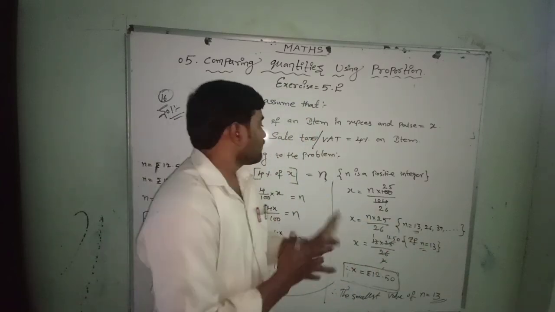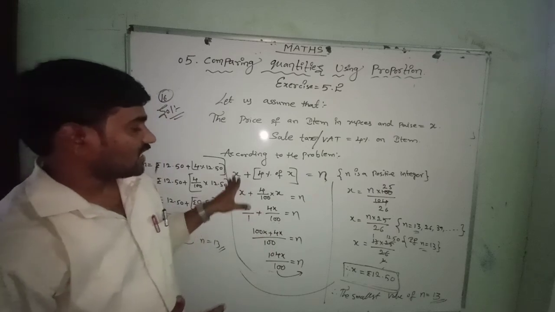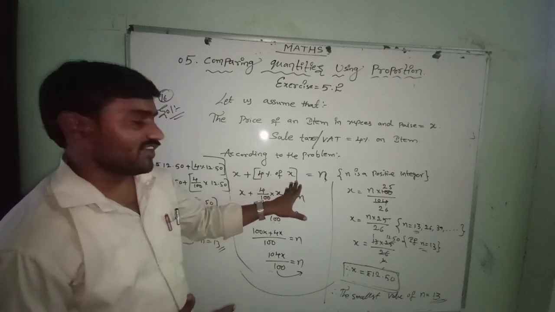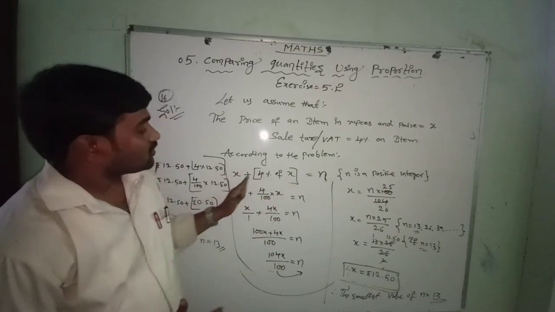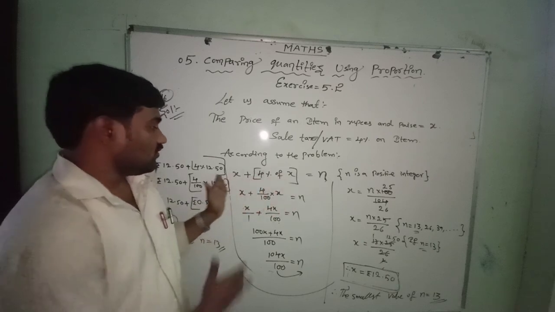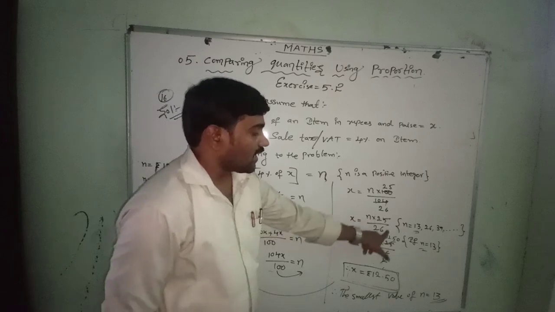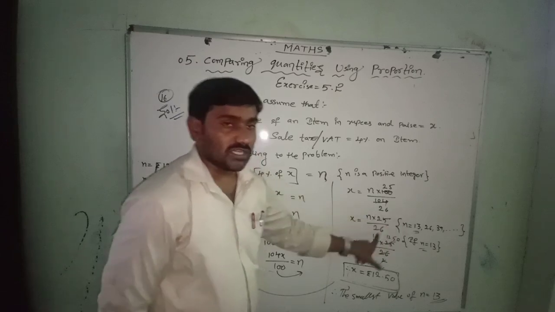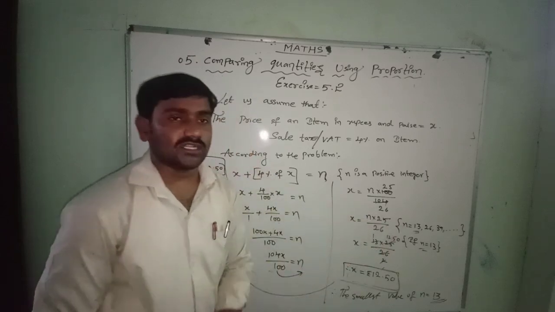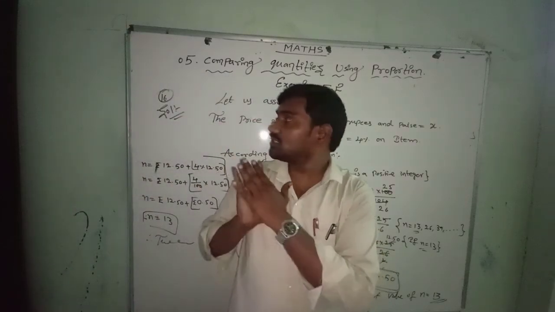So remember, this will be the same: 4% of the actual rupees x, then x plus 4% of x. So this is the sales tax, original amount plus sales tax. So it will continue like this. You will come till here, then you take n equal to 13. The smallest value of n equal to 13. That's it. I hope you understood this exercise completely.